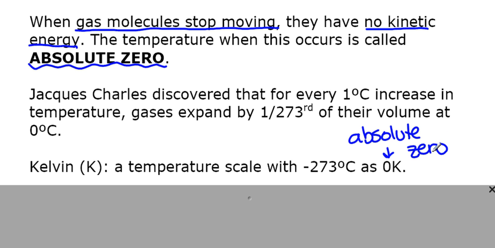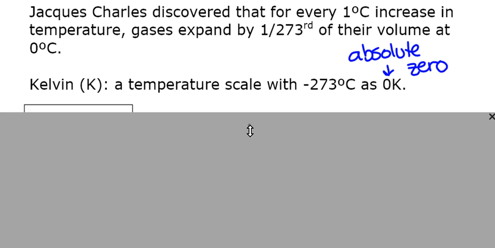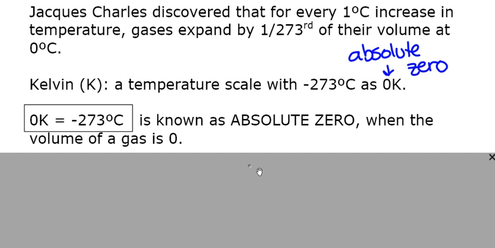So this is the scale that we're going to need to use when we're dealing with gas problems if temperature is involved. So what's our conversion factor? At 0K, it's negative 273 degrees Celsius. This is absolute zero, when the volume of a gas is zero. No motion, doesn't occupy space. Following kinetic molecular theory, it would be zero.